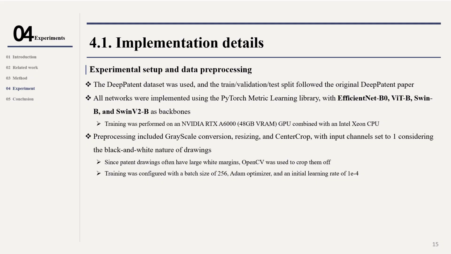Preprocessing included grayscale conversion, resizing, and center crop, with the input channel set to 1 considering the black and white nature of drawings. Since patent drawings often have large white margins, OpenCV was used to crop them off. Training was configured with a batch size of 256, the Adam optimizer, and an initial learning rate of 1e-4.